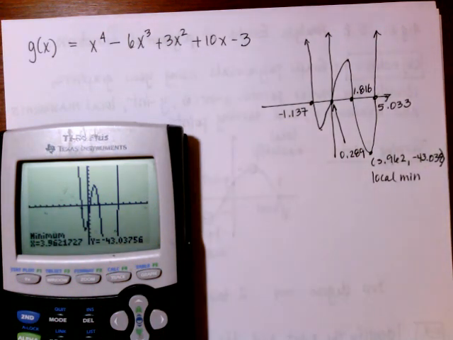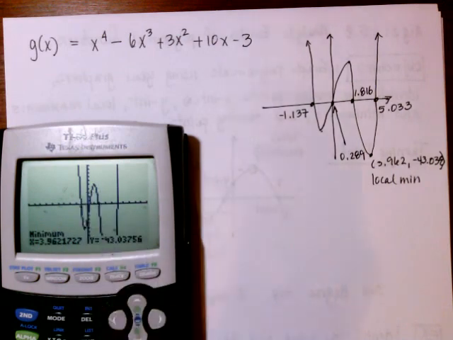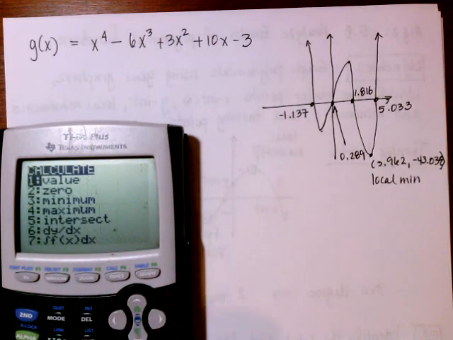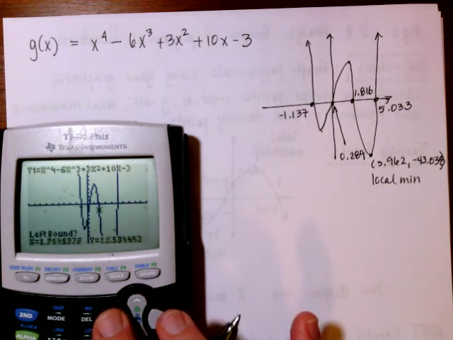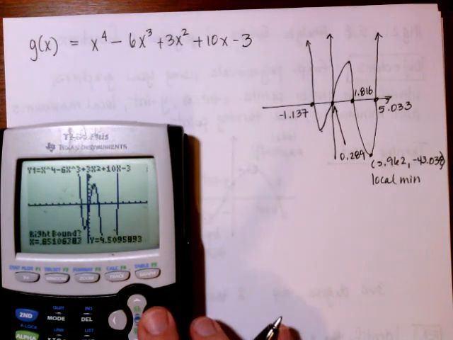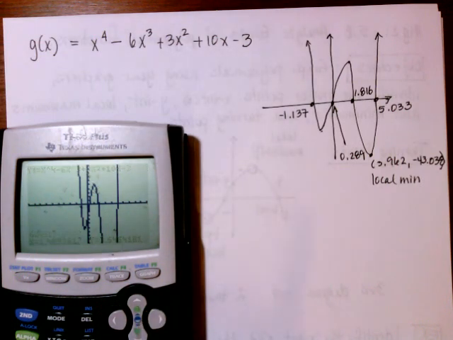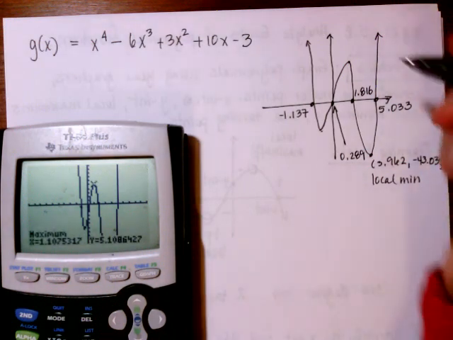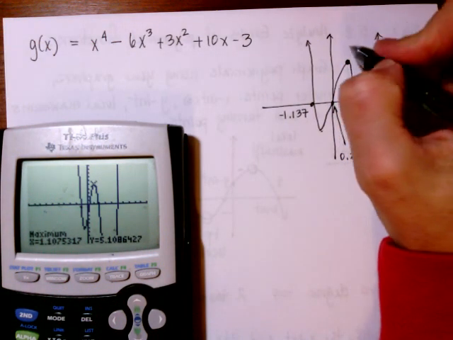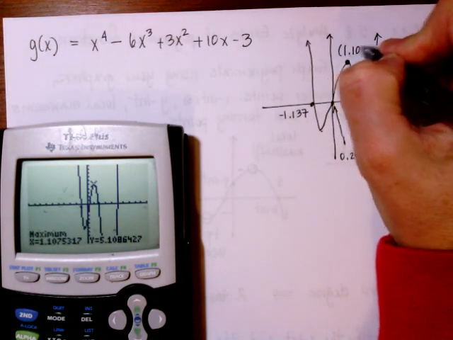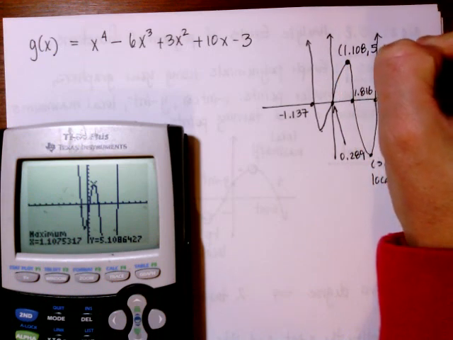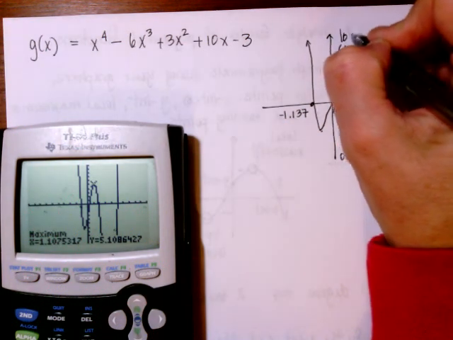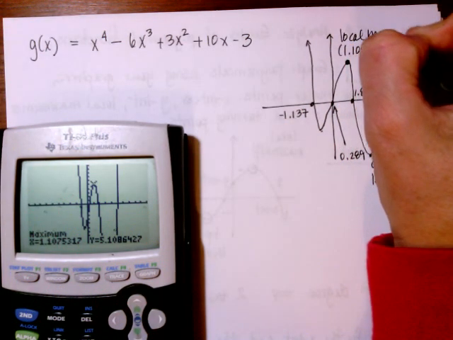Okay, now I'm going to find this guy up here at the top. So second, calculate maximum. And I need to go back around. I'm going to go to the left first. That's what I did wrong on the last one. Enter. Go to the right. Enter, enter. And I get that this one has coordinates of 1.108 and 5.109. And that is a local maximum.